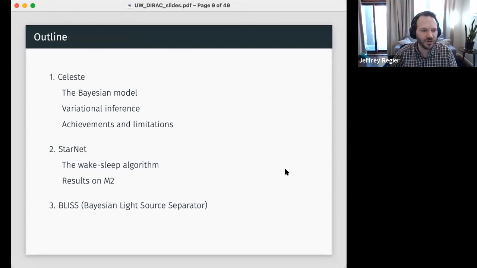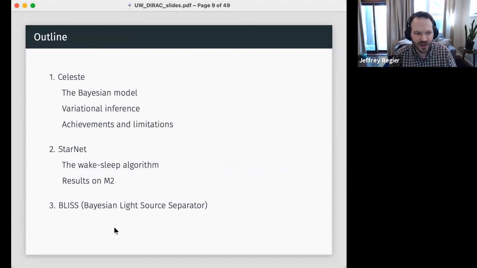So in this talk, I will go through 3 different approaches to probabilistic cataloging. The first is called Celeste. And while going through Celeste, I'll talk about both Bayesian modeling as well as variational inference, which is a particular approach to posterior inference that I'm excited about for several reasons. I'll talk about what worked with Celeste and then also what the shortcomings were, and that will motivate the next 2 algorithms.